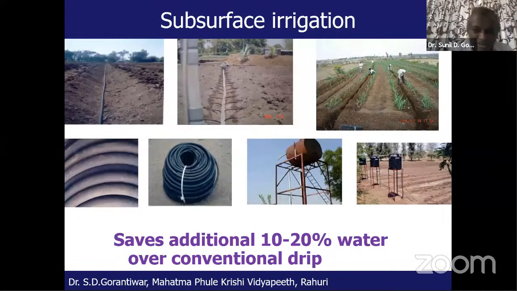Then the last irrigation method is subsurface irrigation. It is not subsurface drip, but subsurface irrigation. In all the methods, that is surface irrigation, sprinkler irrigation, and drip irrigation, we apply water as per the requirement. In subsurface irrigation, we maintain a certain water level in the root zone, and the plant takes water as per its need. So this is the basic difference between the other irrigation methods and the subsurface irrigation method.